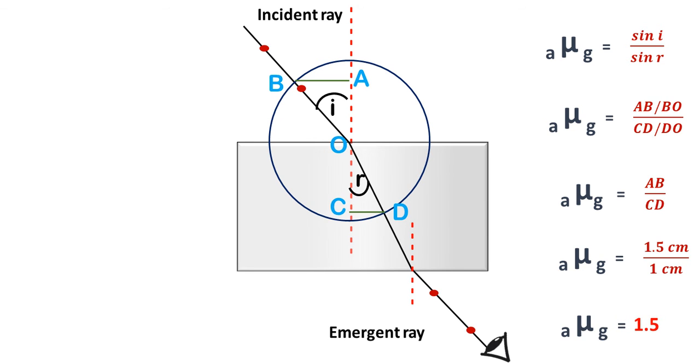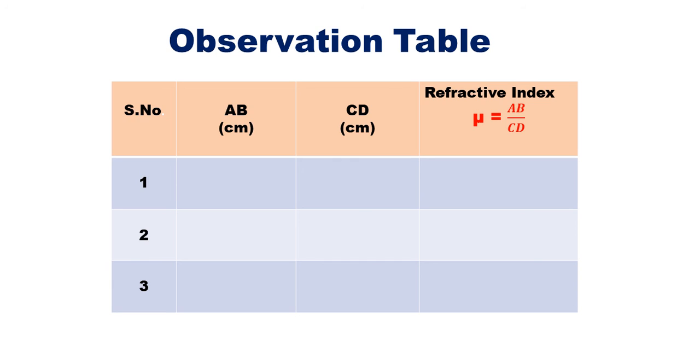So you will get refractive index as 1.5. It is not necessary that you will get accurate value or exactly 1.5. You may get 1.4 or 1.6. So it varies. So take 3 observations and take the average of value and tabulate in the observation table for 3 different values. Write the reading of AB and CD and take their ratio and take the average of all 3 values and you will get the refractive index of the glass slab.